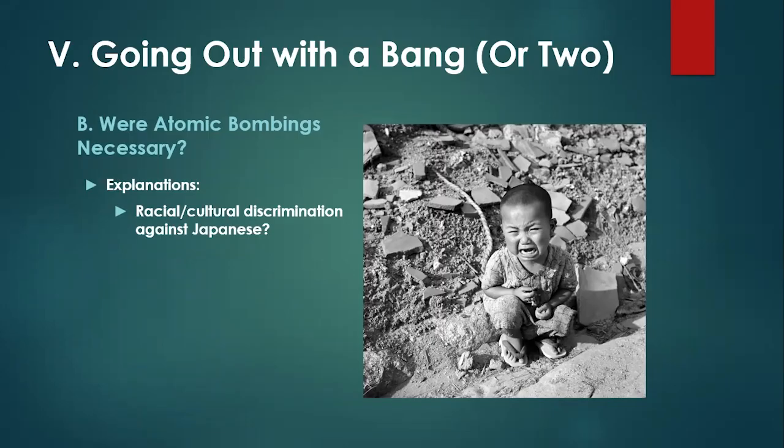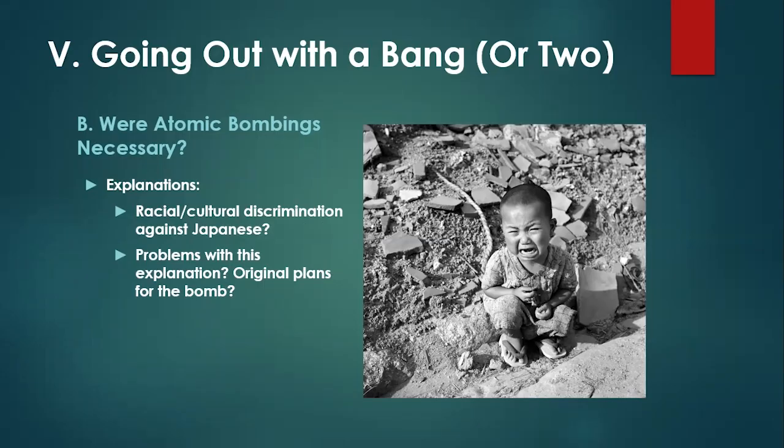Another prominent explanation suggested that these bombings were based in some kind of racial or cultural discrimination against the Japanese. But this just doesn't really add up. The problem with this theory we need to consider is, what were the original plans for the atomic bombs being created by the Manhattan Project? Remember, they were creating atomic weapons in response to Nazi Germany having atomic weapons.